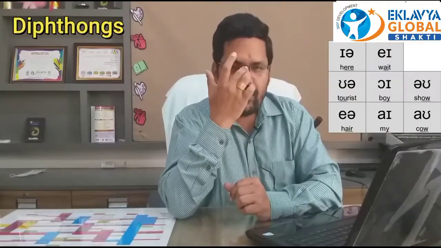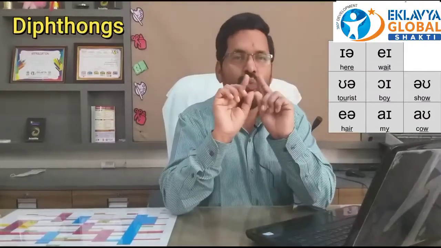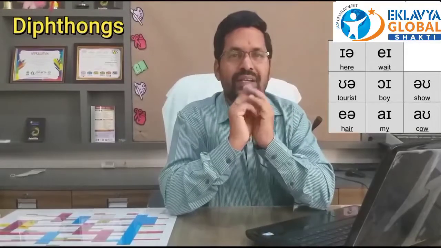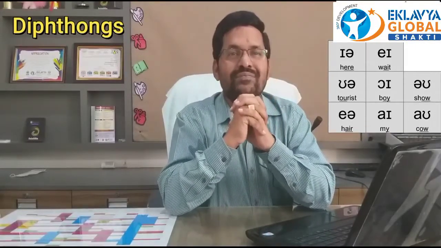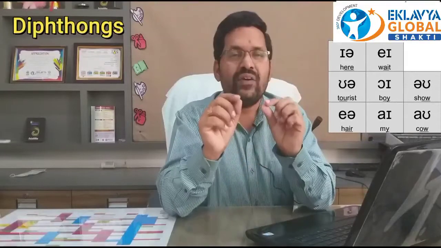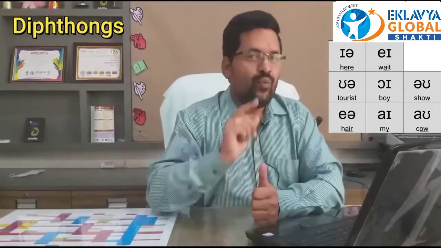So now, as we have perfect knowledge of these vowels, we shall see the combination of vowels. The combination of two vowels will make one particular sound. Those sounds are called diphthongs. Diphthongs are two vowel sounds in combination. Let us see.